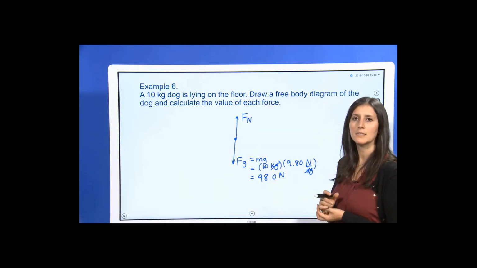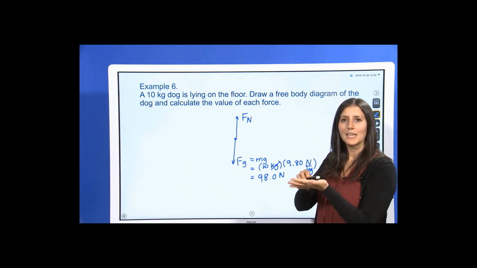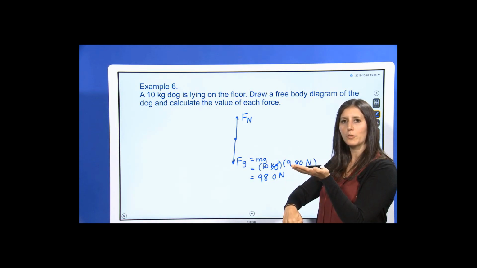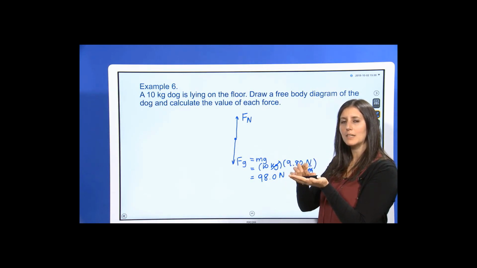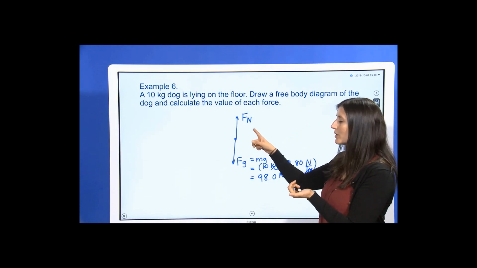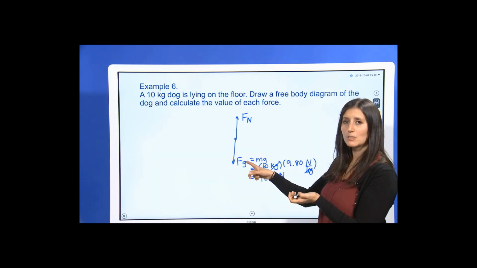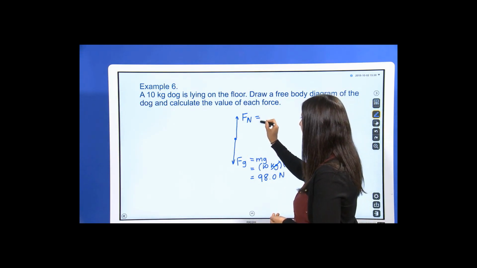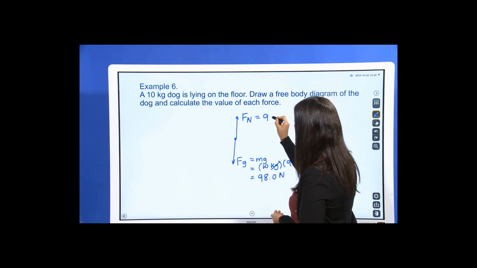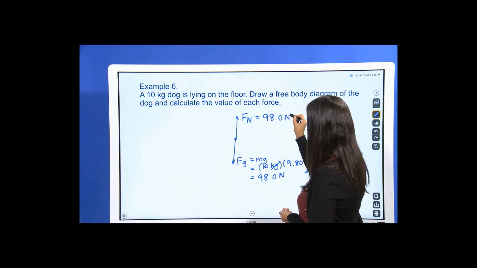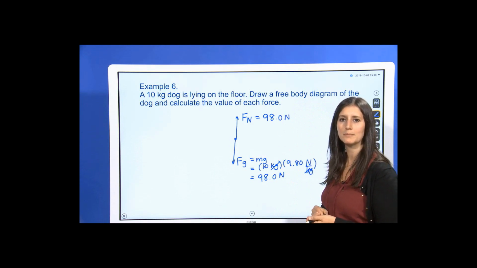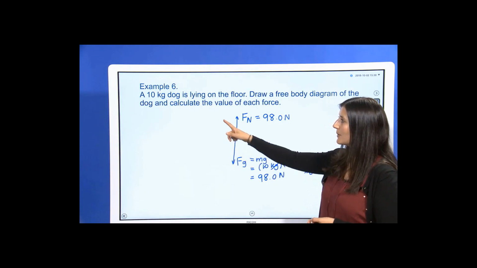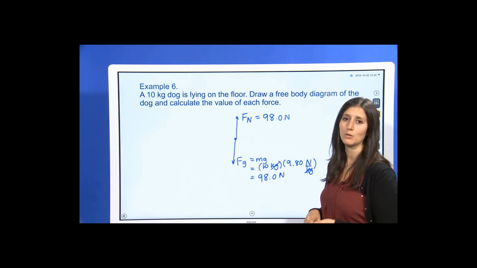So here's my normal force. Now because my dog is stationary, lying on the floor, it is not falling through the floor. That means that the force of gravity and the normal force need to balance one another out. So whatever I got for the force of gravity has to equal the normal force. So I'm going to write it in. My normal force then has to be 98.0 newtons. It's just pointing in the opposite direction. Okay, so I drew a free body diagram of my dog with the two forces, but I also calculated the value of each of those forces.